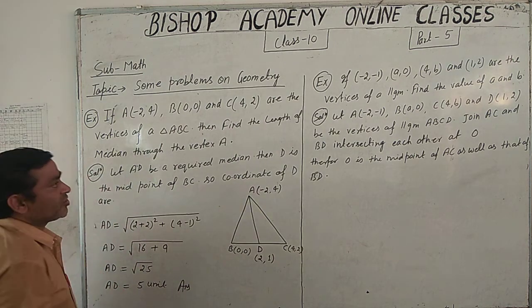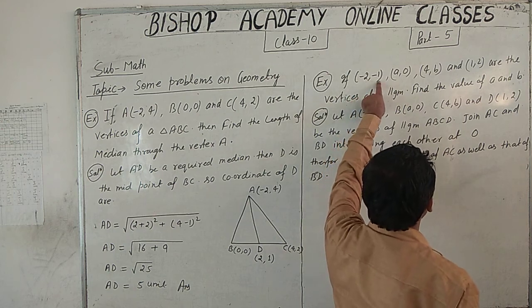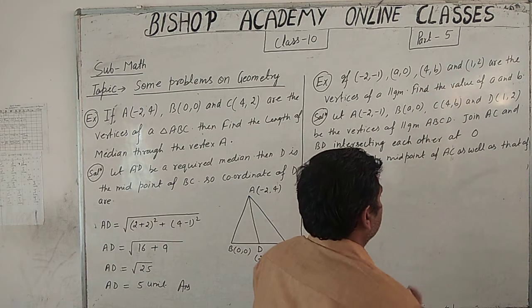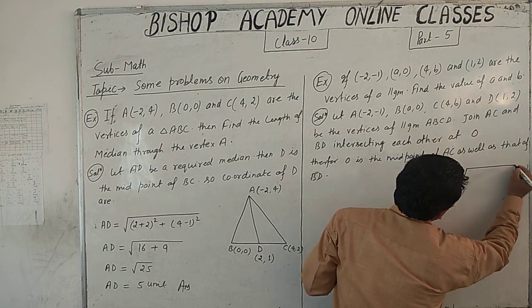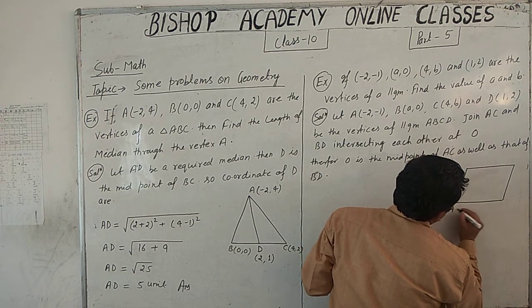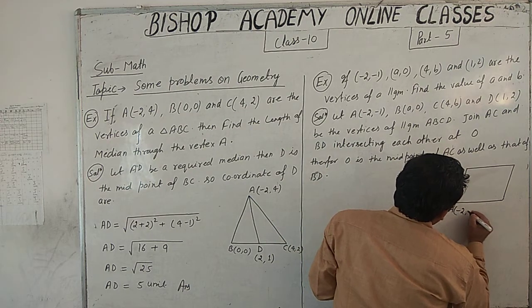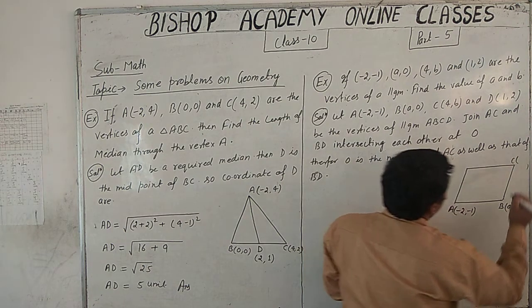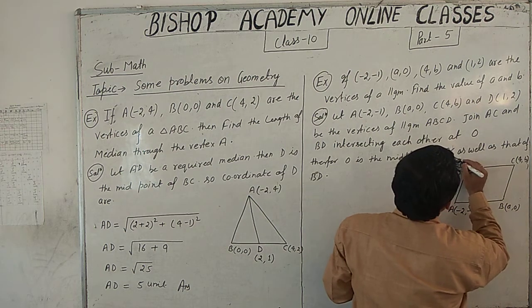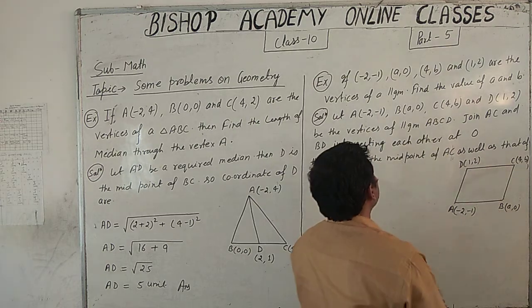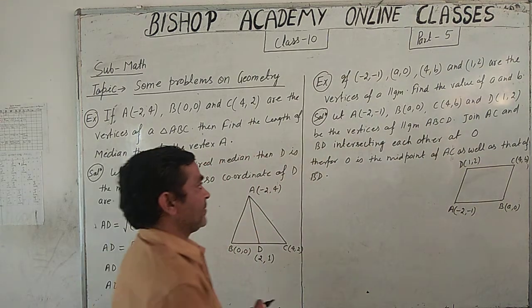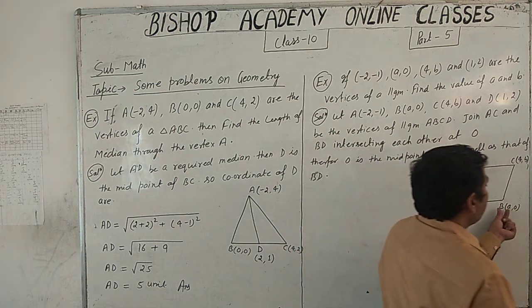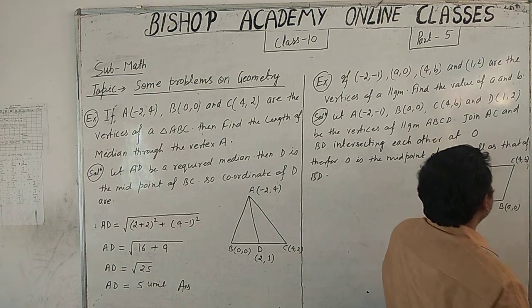Answer. Another question. If (-2, -1), (a, 0), (4, b) and (1, 2) are the vertices of a parallelogram, find the values of a and b. Let the coordinates be A (-2, -1), B (1, 2), C (4, b) and D (a, 0) as given.